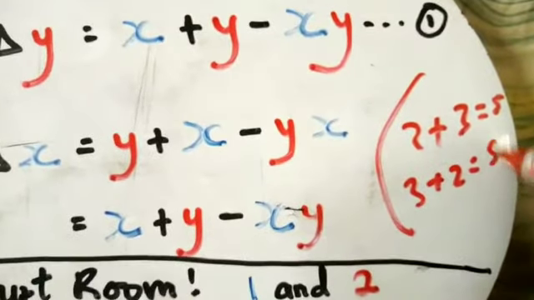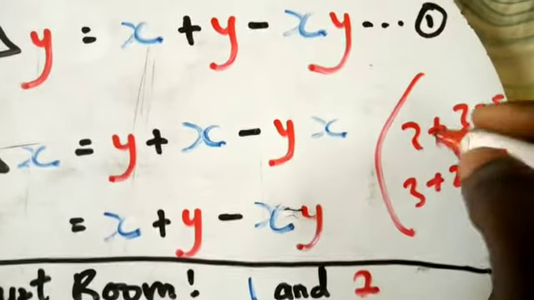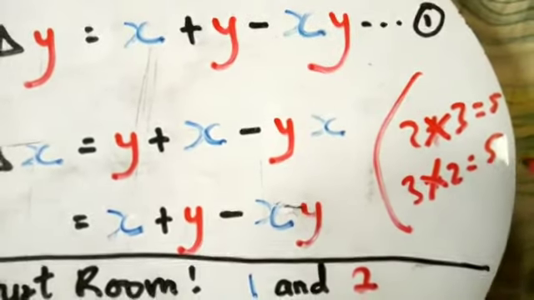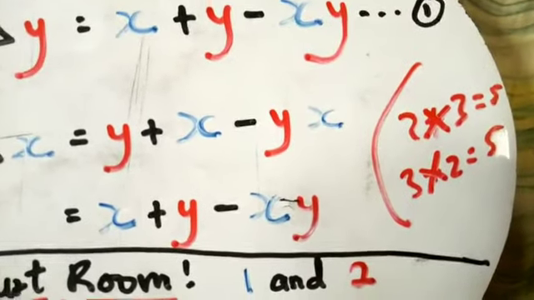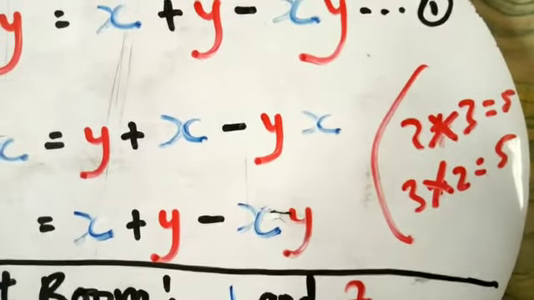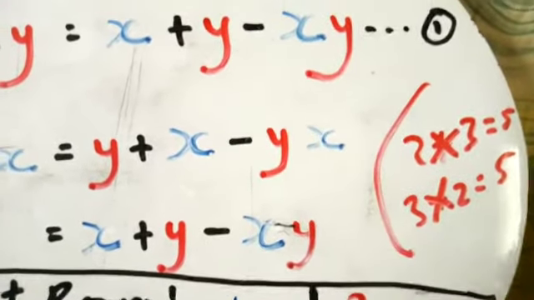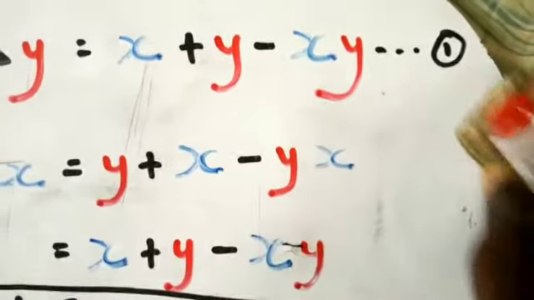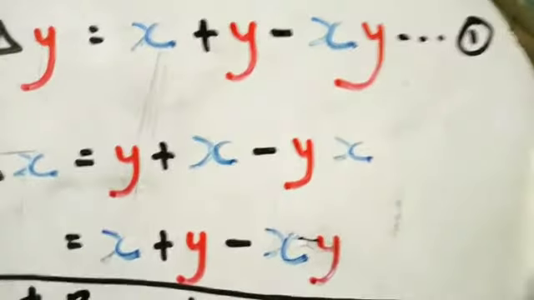3 plus 2, that will also give me 5, right? So when I change this to a multiplication sign, the results are still the same. Is that okay? That is why sometimes you say that addition and multiplication sums are commutative. So don't worry if you are not okay with this. I will show you a very simple trick for you to come up with that.